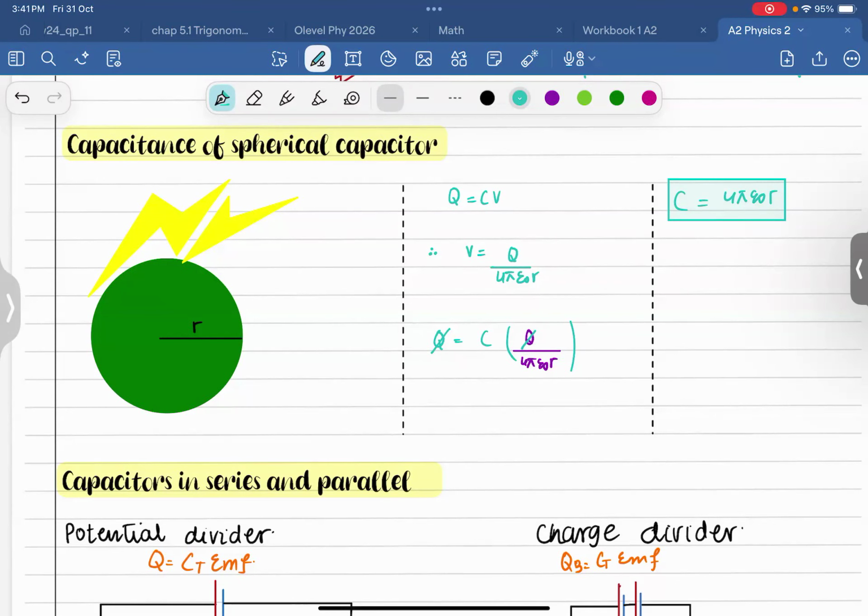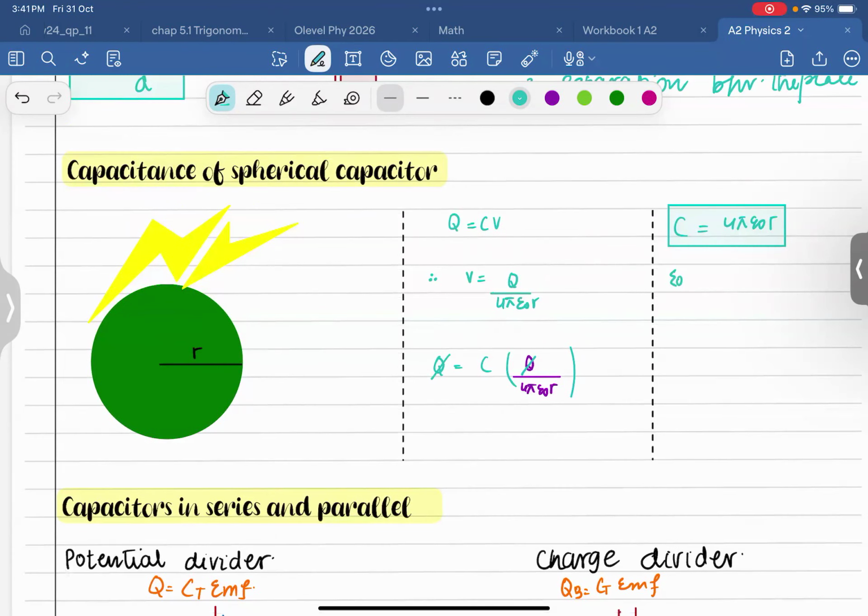Over here again, epsilon naught has a constant value of 8.85 exponent negative 12. If you remember it, then fine. If you don't, then this is the value, and it's a constant. By the way, it is mainly mentioned on the first page of the paper.